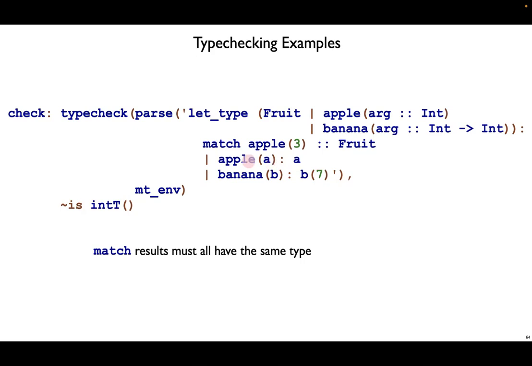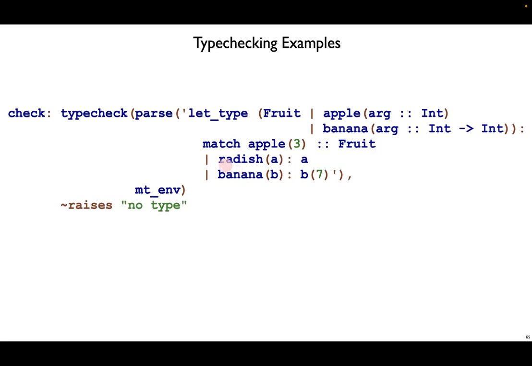Also, we'll need to check that these two variants in the match line up with the type that we're matching on. We need to check that apple and banana are both actually fruit variants. If we had a different expression, here's a match where the first case says radish instead of apple. This one should be a type error because radish is not a fruit. Our type checker has to know those variant names that got created with a let type.